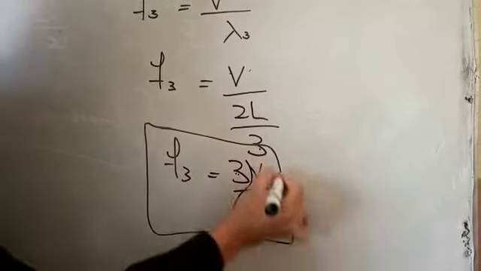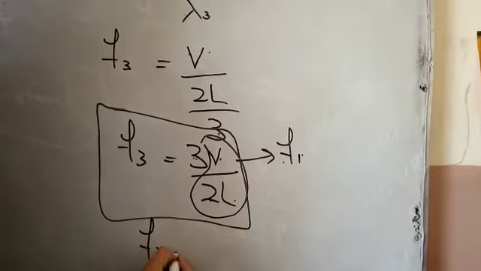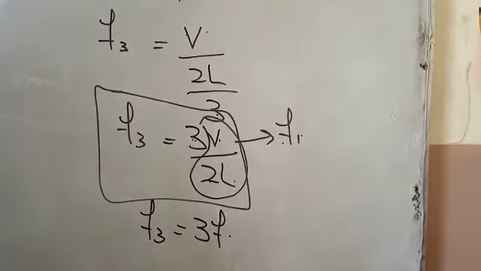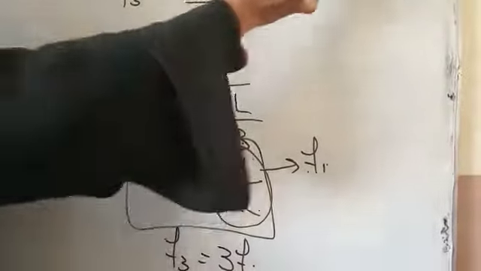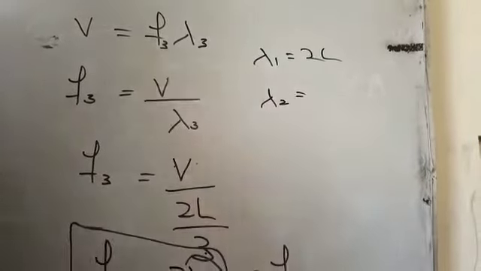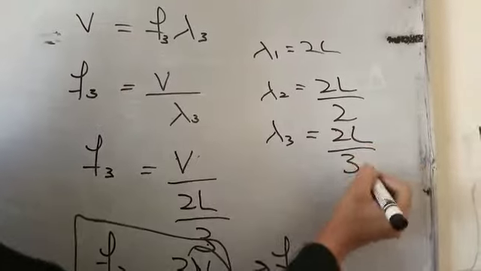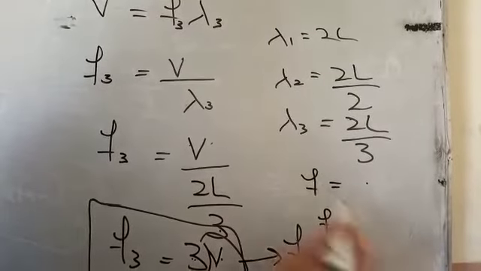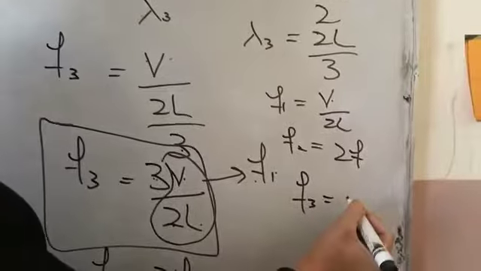We know that this V divided by 2L is equal to the fundamental frequency denoted by F1. So we can write F3 is equal to 3 times F1. We have different values of frequency as well as wavelength when we pluck the string at various parts. First we plucked it at the center, we get wavelength lambda 1 equal to 2L. When we plucked it at 1/4 part, lambda 2 is equal to 2L divided by 2. For the third case, we get 2L divided by 3. Similarly, we get three different expressions of the frequency: the first frequency having a certain value, the second frequency equal to 2 times F1 and the third frequency equal to 3 times F1.